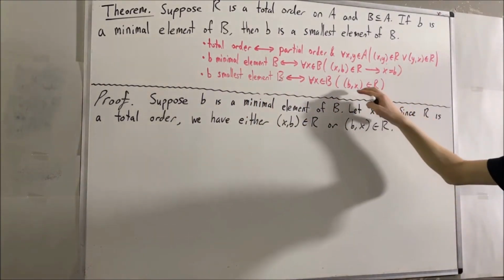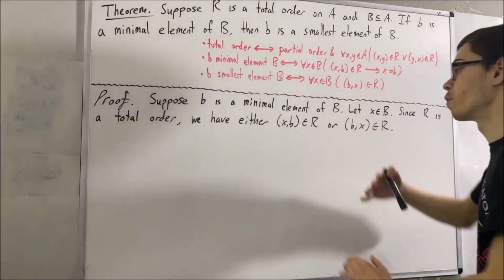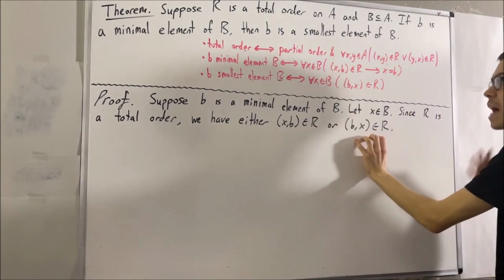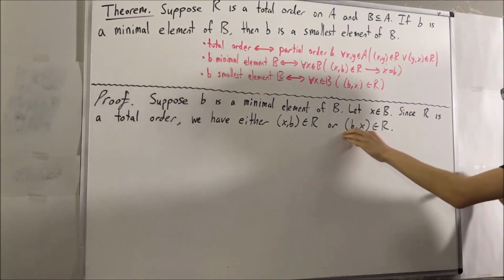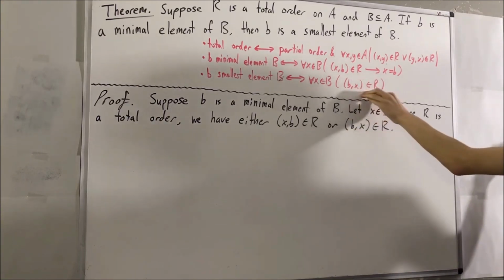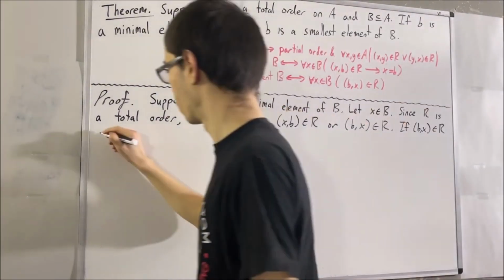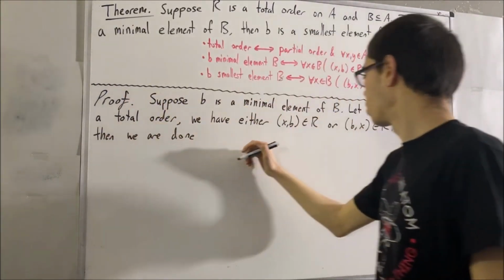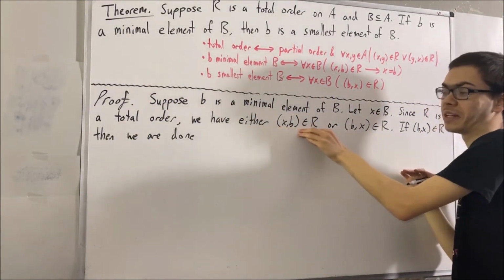And we want to deduce that (b, x) is an element of R. So what we're going to do is prove that in either case, we have that (b, x) is an element of R. Now, clearly, if we have the case that (b, x) is an element of R, then (b, x) is an element of R. So there's nothing more to prove. So now we're going to consider the other case, which is if (x, b) is an element of R.